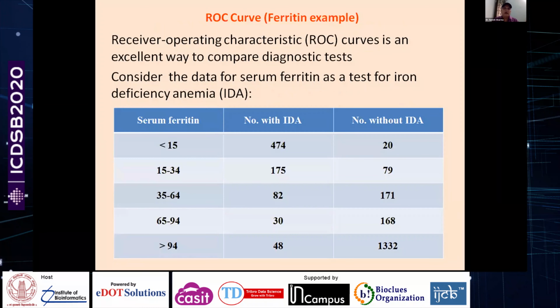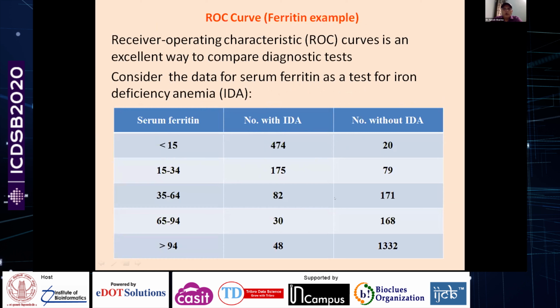So why is this ROC curve important? Because this can give you the diagnostic accuracy of your test. Let's look at a very simple example. The people are going through the serum ferritin test. Let's say this is the number with iron deficiency anemia, and this is without anemia, right? So these are the numbers, and these are levels of the serum ferritin, right?